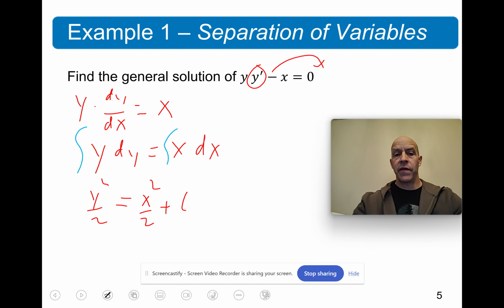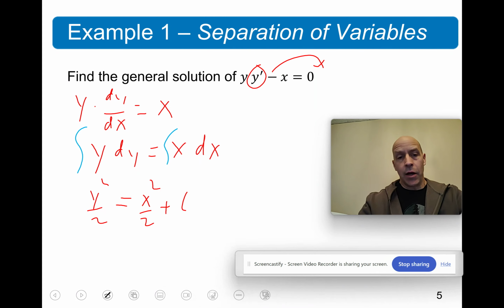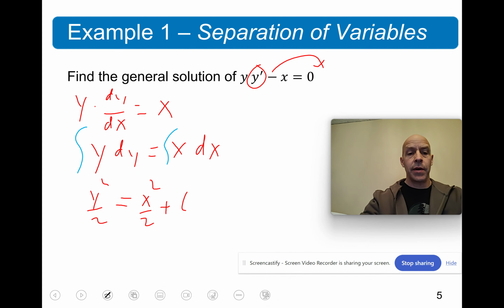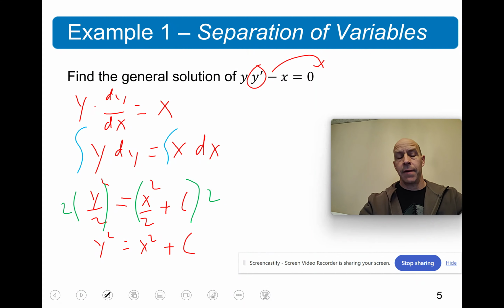Now technically this is the solution, but I don't like it. I think it could be cleaned up. So what I'm going to do is multiply both sides by 2. And that's going to make it a little bit better. So now you're going to get y squared equals x squared plus c, and remember c times 2 is just c.